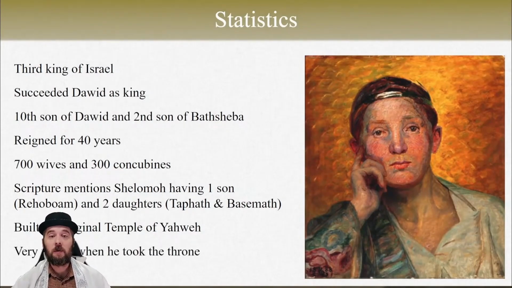And when King Shlomo took the throne, he was very young. Scripture talks about him being very young. It doesn't actually say the actual age. I've heard reports of him being 12 years old. Some say he was 18. Others say he was probably about 20. Regardless, he was still very, very young when he took the throne of Israel and reigned for 40 years.